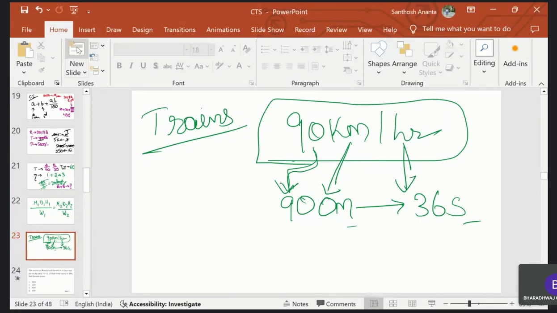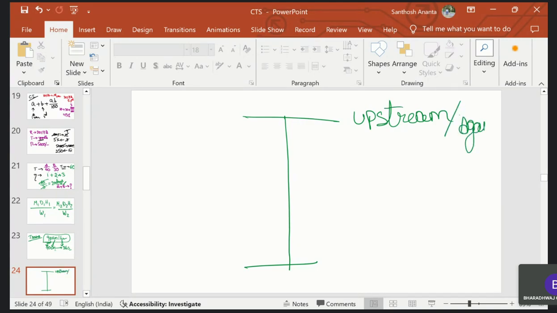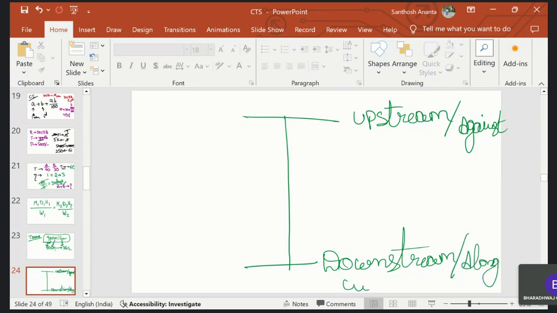Next one, boats and streams. This is upstream. Upstream can also be called against the water. This is downstream. Downstream can also be called along the water or with the water.